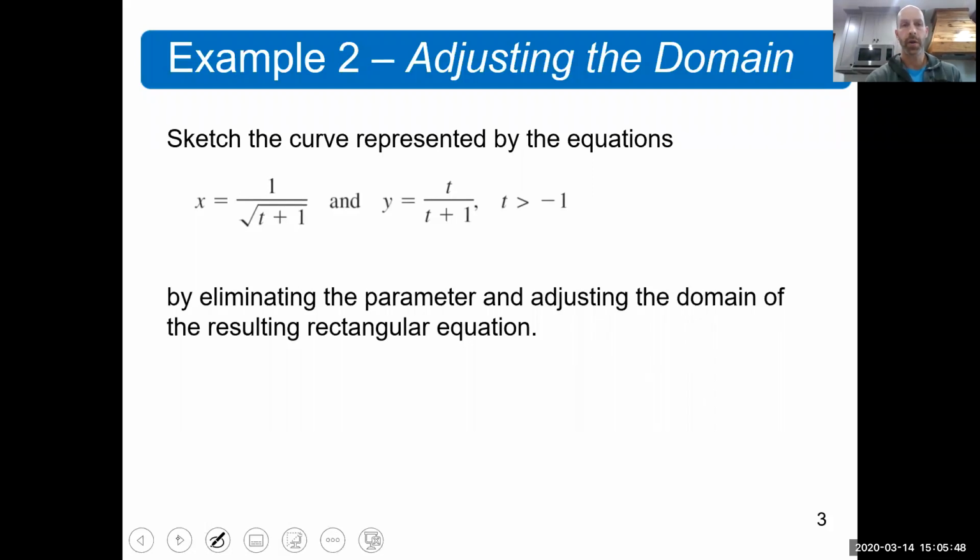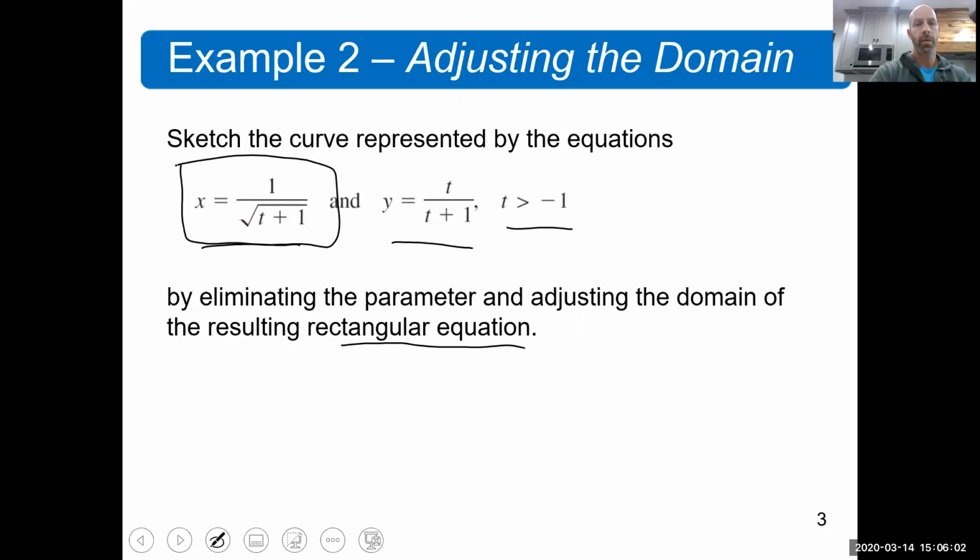All right, example 2, I'm going to focus on simply taking this parametric equation, there's the domain, and writing it in rectangular form. So what I'm going to do first is start with the x component of the equation, and solve it for t. So how would I get rid of the square root on t plus 1? Well, you would square both sides, and you would get x squared equals 1 over t plus 1.